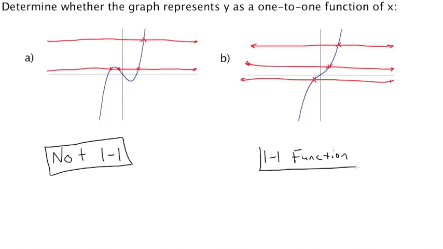So example A is not a 1-to-1 function because we were able to find one line that goes through the graph more than once. There are actually a lot of lines that go through it more than once, but we only need to find one of them. Example B is 1-to-1. Every horizontal line that we draw goes through the graph exactly once, so there's nowhere that it goes through the graph 2 or more times, so we're going to say that it is a 1-to-1 function.